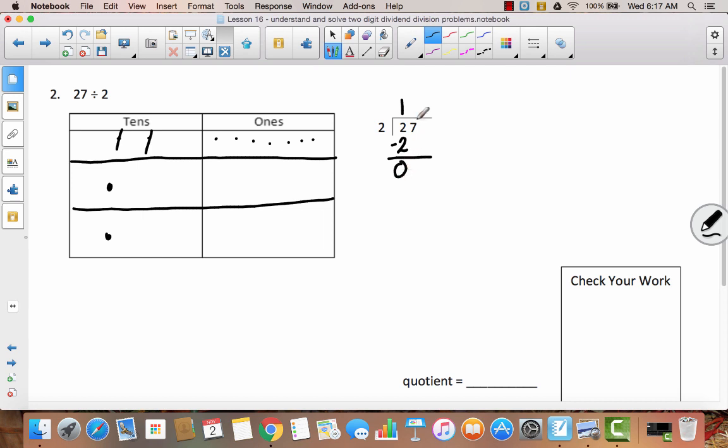So now I'm ready to divide the 7 ones. I'm going to go ahead and bring down the 7. Now I'm going to come over here and distribute the 1s. Here's a 1. Here's a 1.